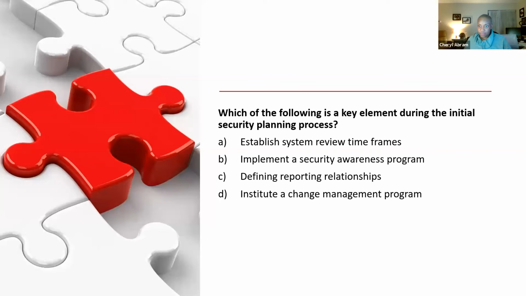Meaning, is it broad enough to be distinguished from the distractors or somebody who doesn't know anything about this? Are distractors plausible? And are distractors the same length, tense, and complexity as the key? All right, so let's look at this. Which of the following is a key element during the initial security planning process? Establish system review timeframes. As far as, is a distractor the same tense, length? I mean, that tense is crazy. It's all over the place. So I would be suspicious of that from the jump.